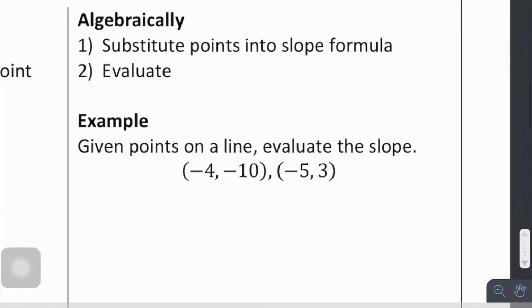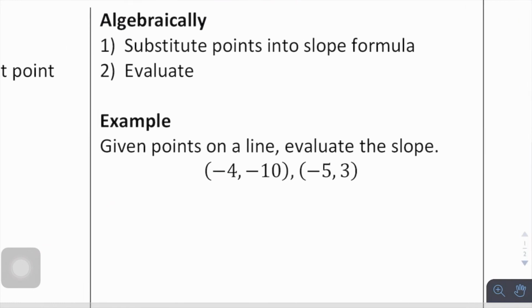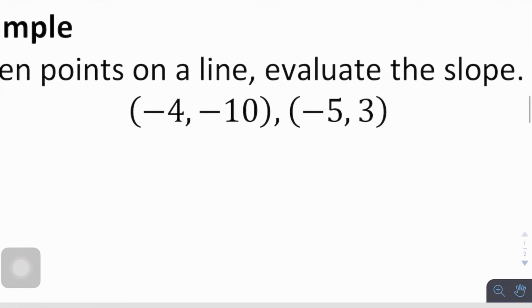How do you figure out slope algebraically? So substitute the points into the slope formula and then evaluate. So in this case, sometimes you're unable to graph the points, plot the points to find the slope. So using the formula would be a lot more useful. So let's write out what that formula is.